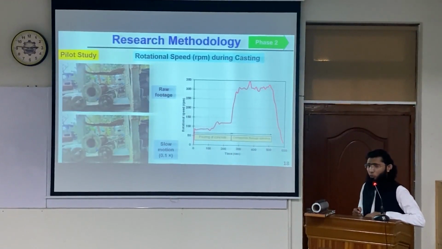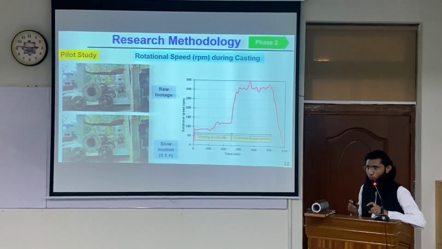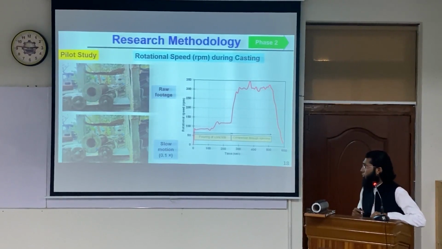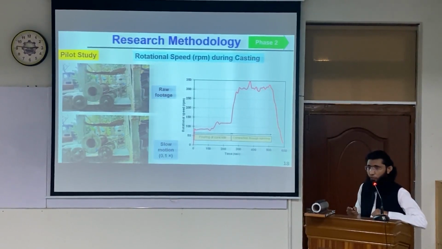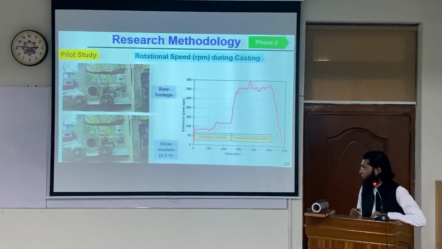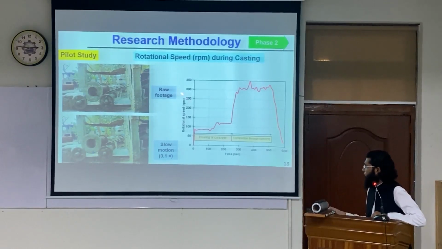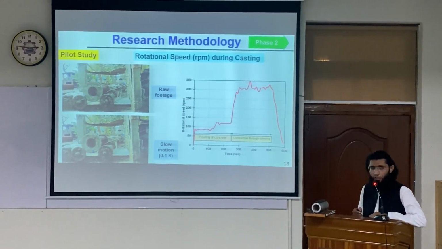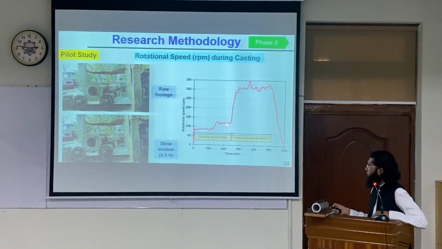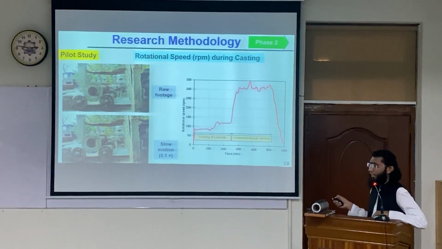This was done to see what the rotational speed of the pipe is during the manufacturing process. So you can see a blue tab is attached, and the whole spinning manufacturing process was recorded on video. Now it was too fast to count the revolutions, so it was played in slow motion. And then the rotational speed in RPM of the mold against the time was plotted. You can see the pouring of concrete is the first phase, and then when the pouring is finished, the speed is enhanced to achieve the compaction.